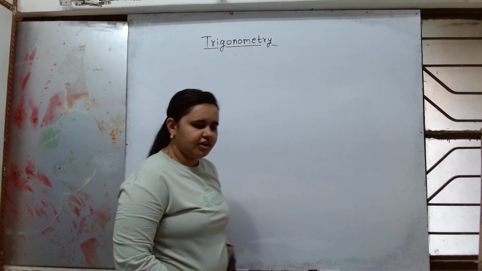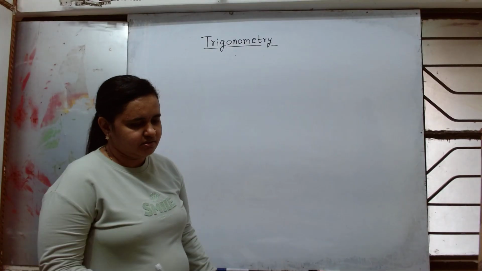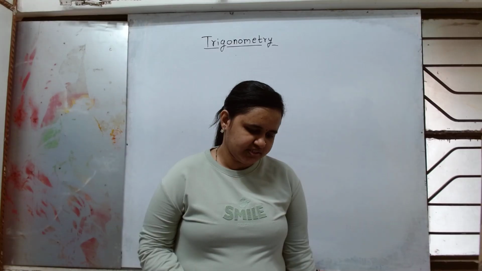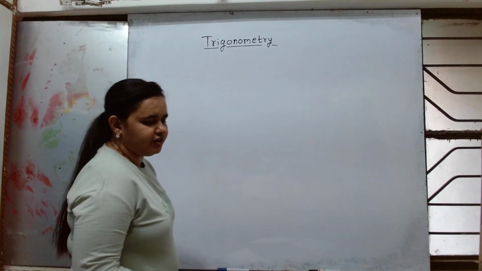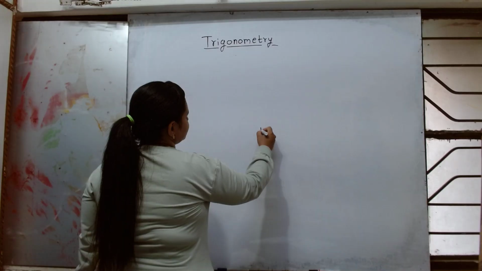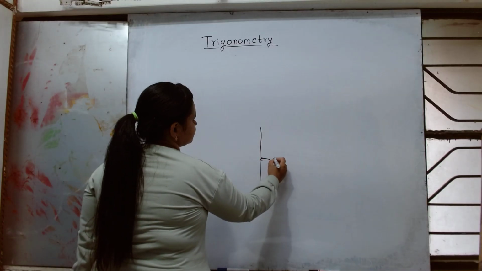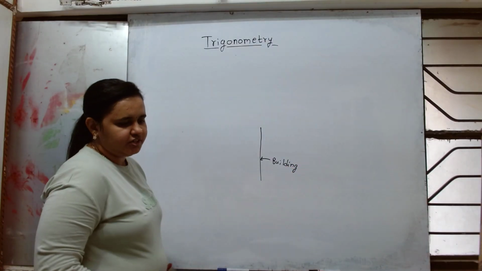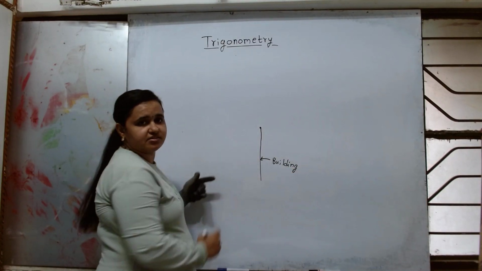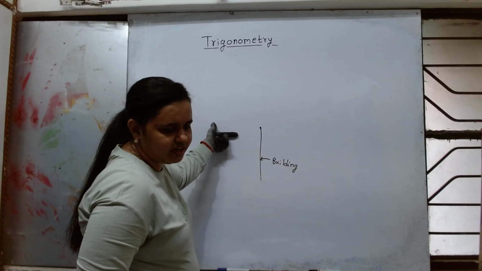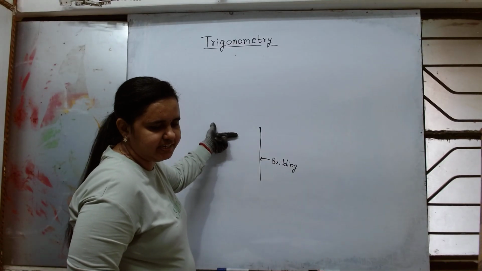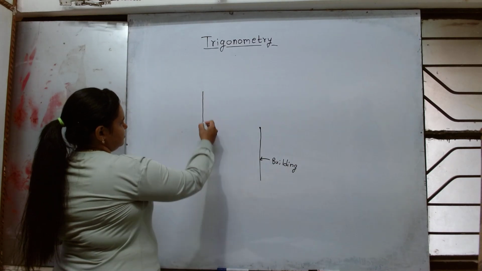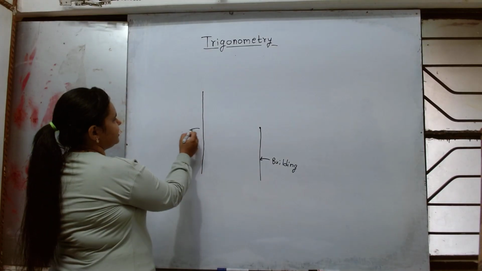Now, third question. From the top of a building, the angle of elevation of the top of a cell tower is 60 degree. First we will draw a building. From the top of a building, this is a building. From the top of a building means from here, the angle of elevation of the top of a cell tower is 60 degree. There is a cell tower, we can draw it. This is a cell tower.